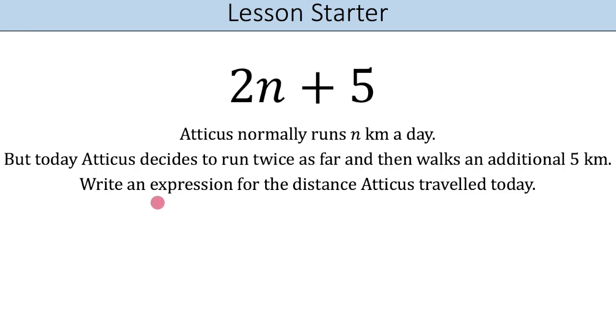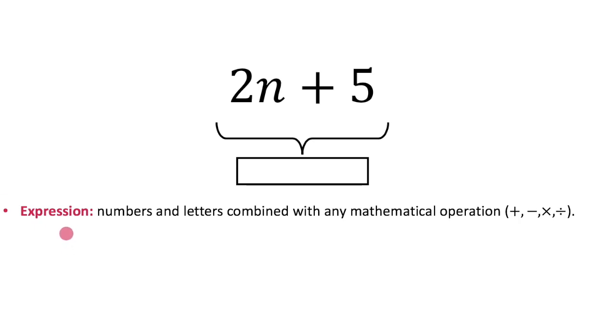So the first word we're going to learn the definition of is the word expression, which you can see I've used here. So what is the definition of the word expression? Well, let's read it. An expression: numbers and letters combined with any mathematical operation. Addition, subtraction, multiplication, or division. So we would call this entire statement here, this 2n plus 5, this whole thing, an expression. So I want you to write that down in that blank space right there. That right there is an expression.